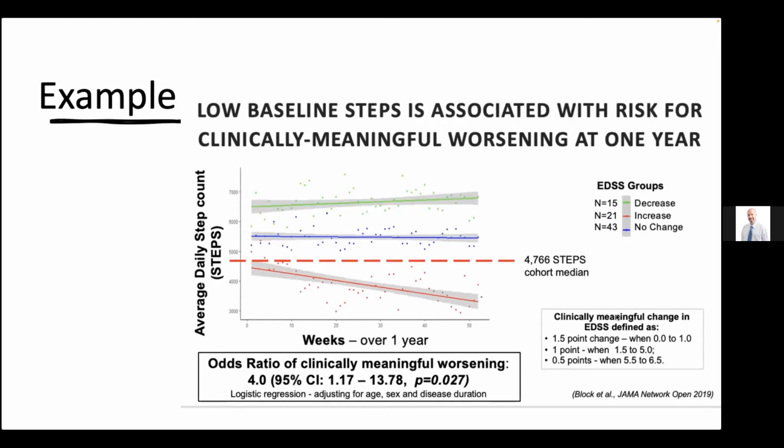We also looked at patients whose EDSS didn't change, those in blue, and we separated those out into the different EDSS blocks and saw that there was a significant decrease in steps, or change in steps, even when the clinical EDSS didn't change over the year. So it's actually a really important prognostic measure that can potentially be modifiable from a neurorehabilitation standpoint.